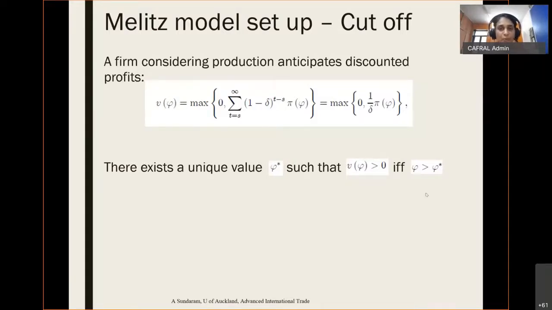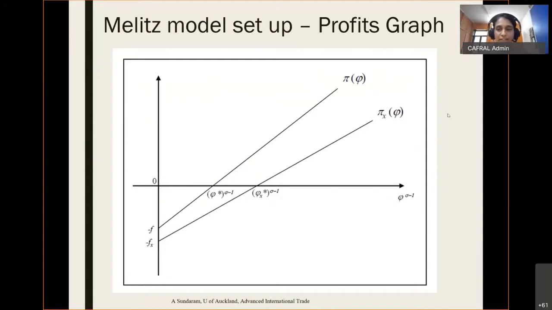Right. So if I were to put that on a diagram, for now, just ignore this pi of x line, because this happens after trade. So simply focus on the pi of phi line here. What we have on the x-axis is the productivity levels. This is phi, raised to sigma minus one, but that doesn't matter. As you go to the right, it's higher and higher productivity phi. If your productivity level is zero, you still incur the fixed cost. So negative F here is the fixed cost of production.